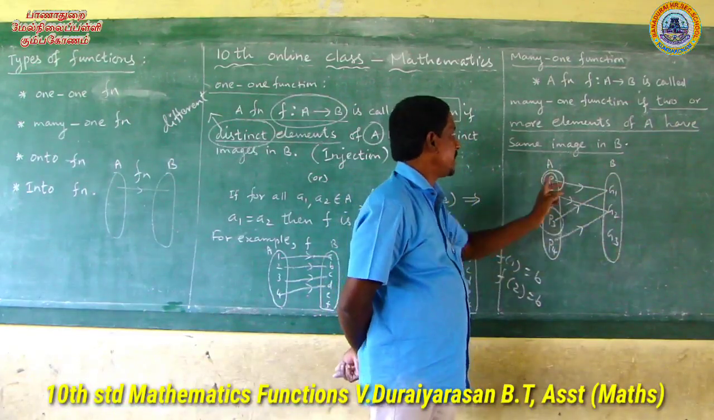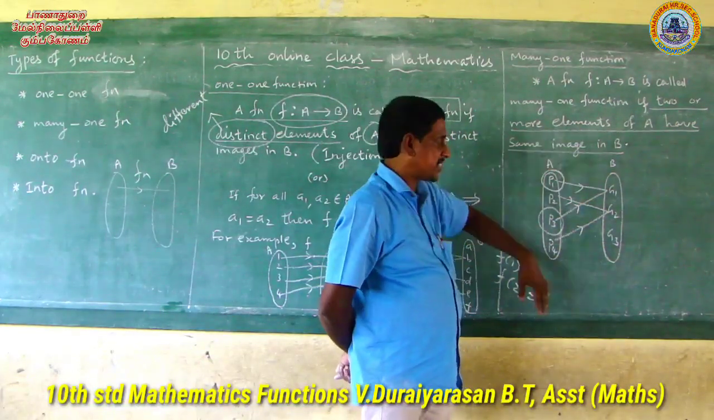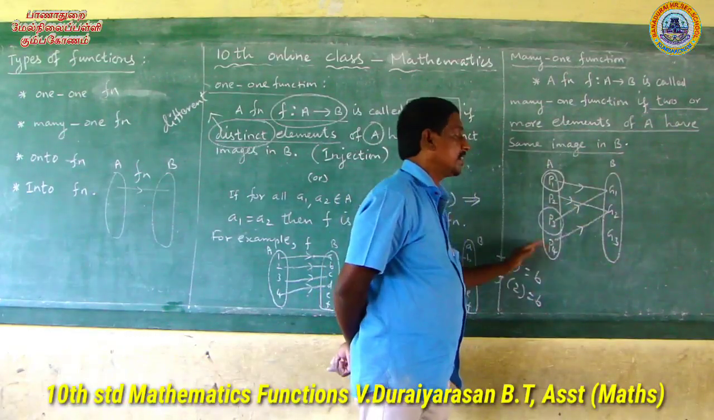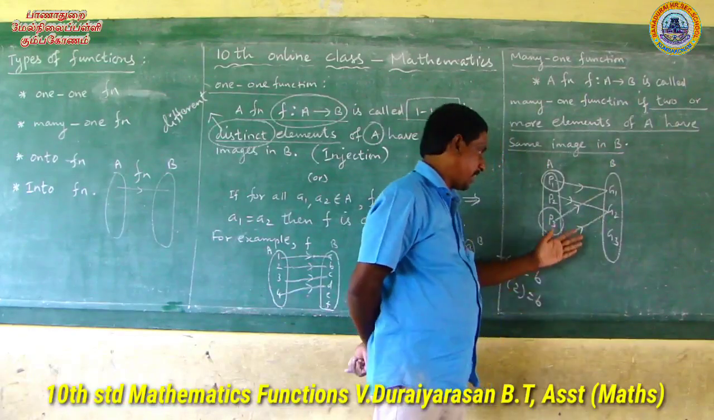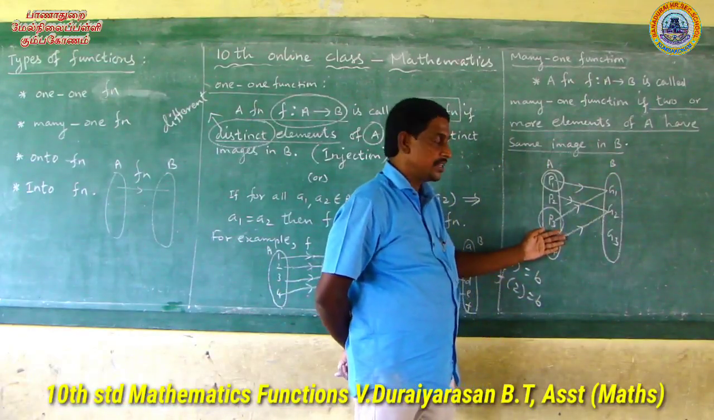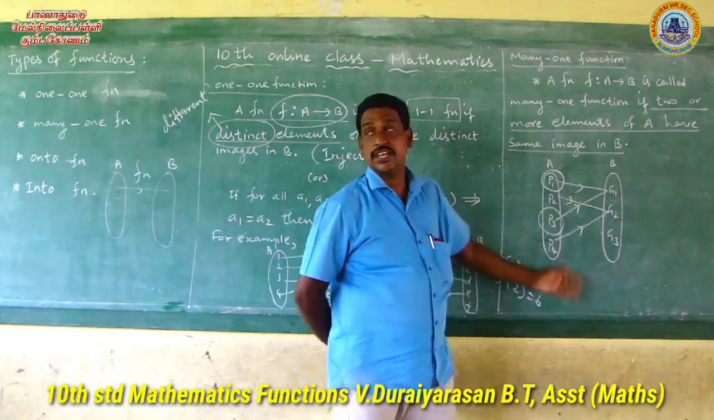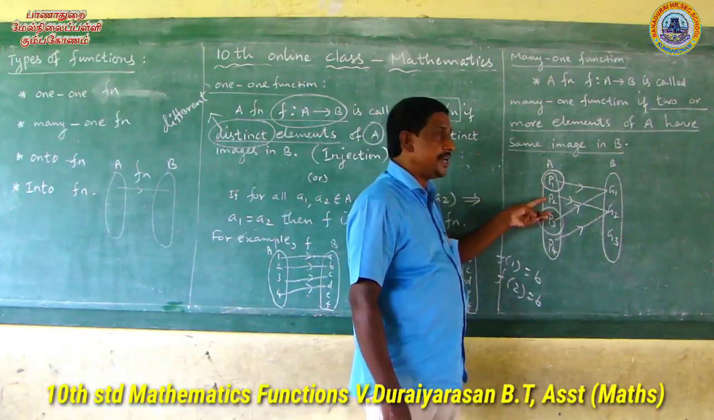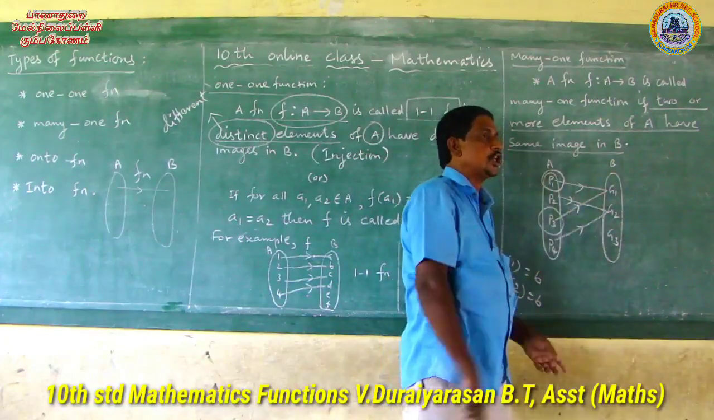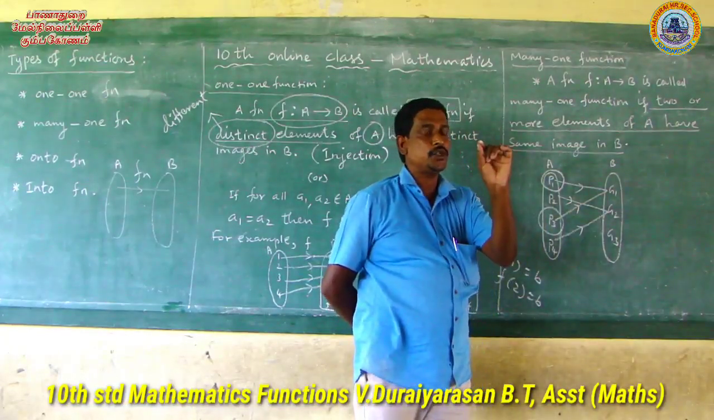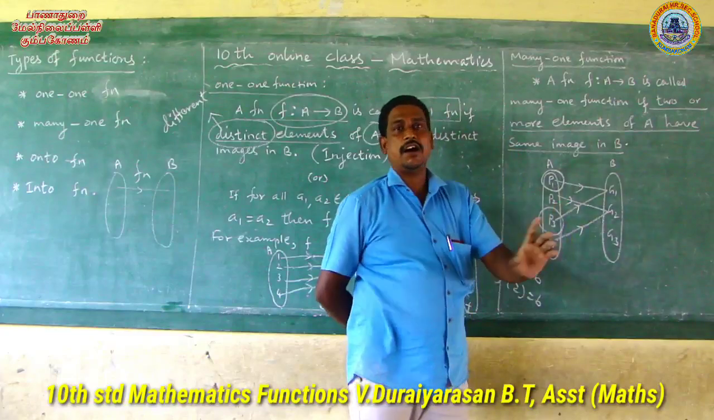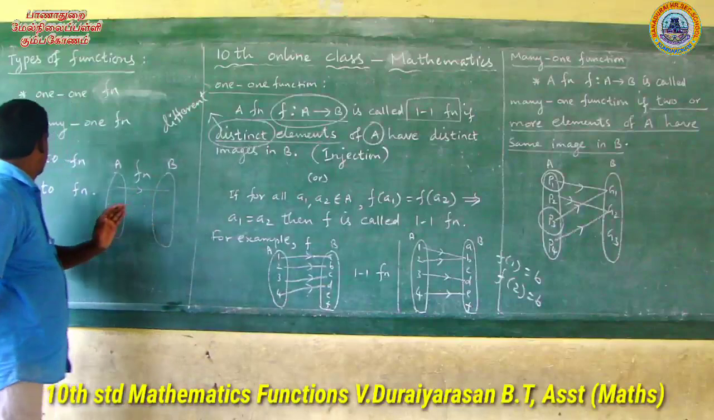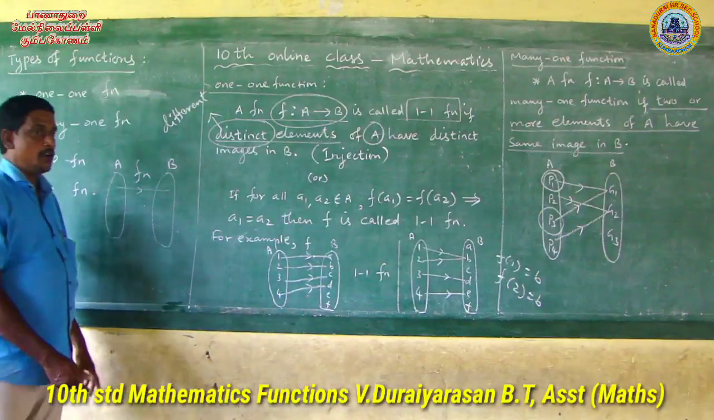Does this satisfy the condition? Yes, it satisfies the given condition. First of all, it is a function, but what type of function is it? This is a many to one function. Many elements are connected with only one image in the codomain, which is called a many to one function. Okay? Next, we are going to onto function.